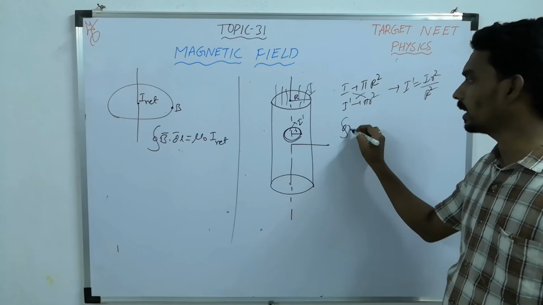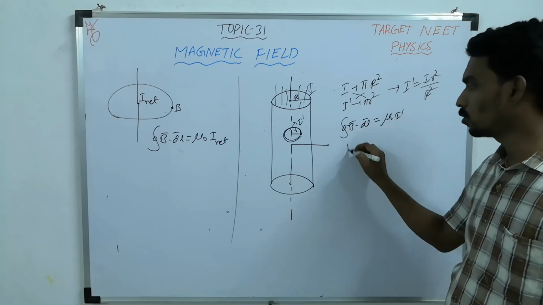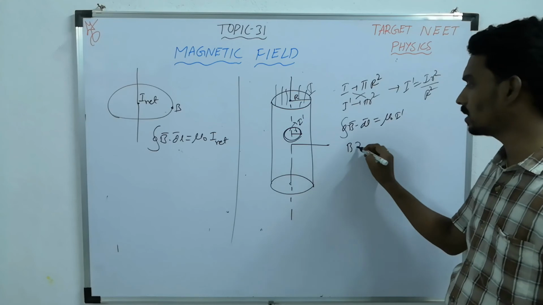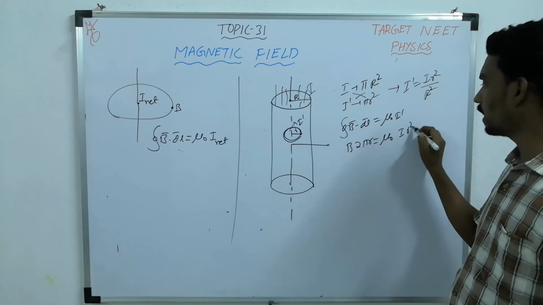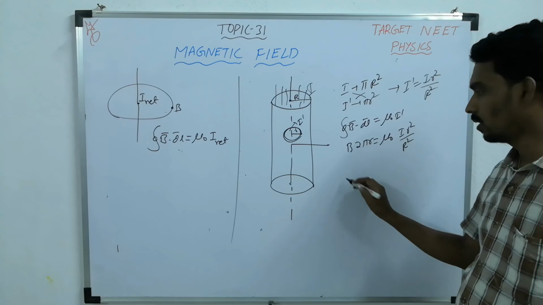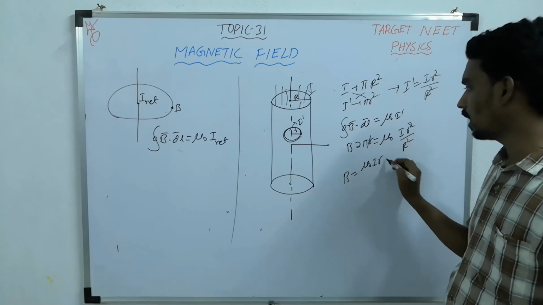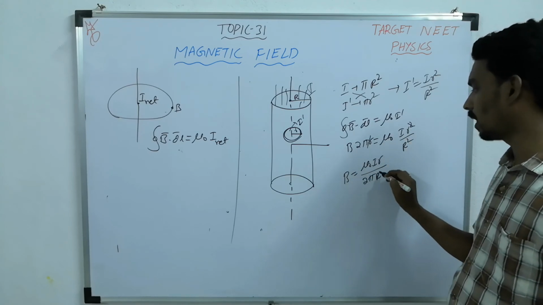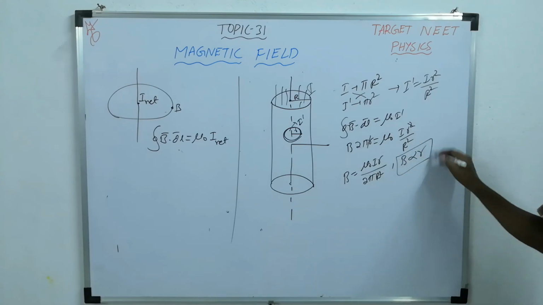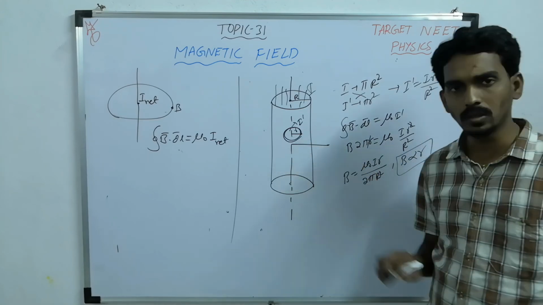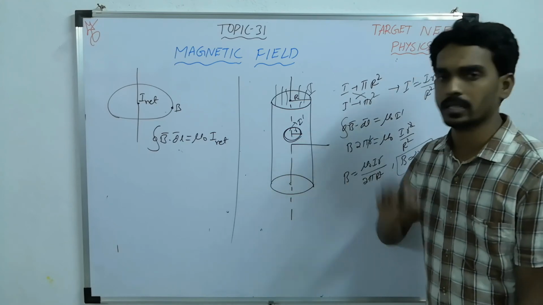Then if you take the line integral, mu naught I dash. So B, what is dl? Length is 2 pi r, equal to mu naught times what is I dash? I r square by R square. So B is mu naught, r cancels, I r by 2 pi R square. So B is proportional to r. The magnetic field is directly proportional to the distance from the axis for any point inside.